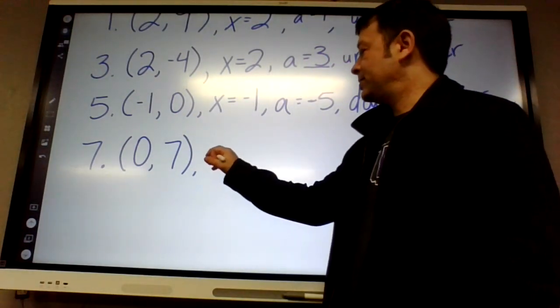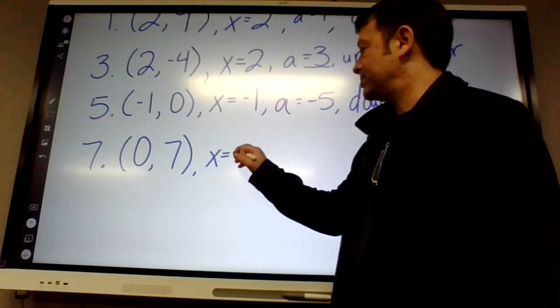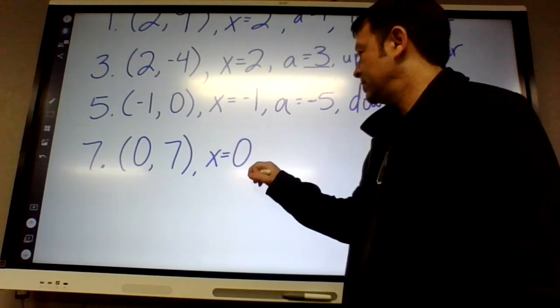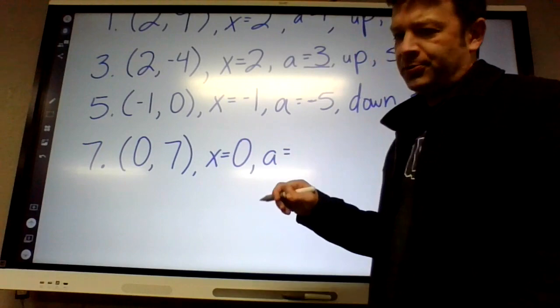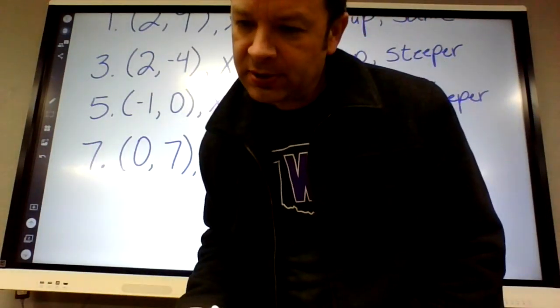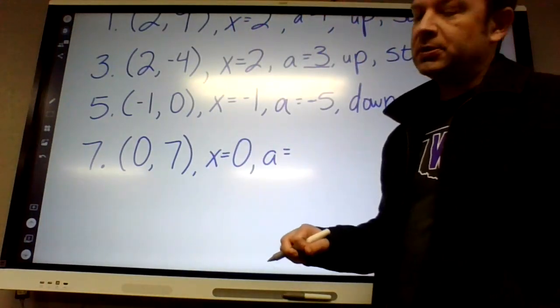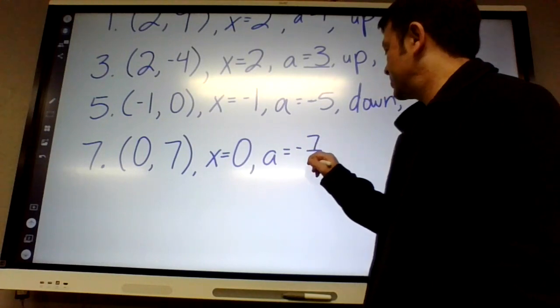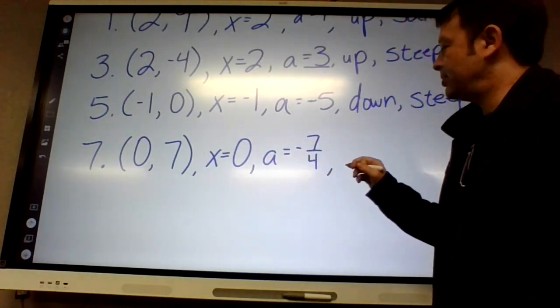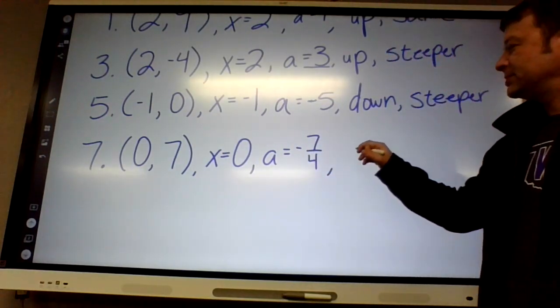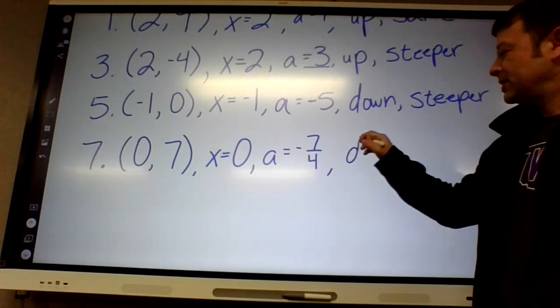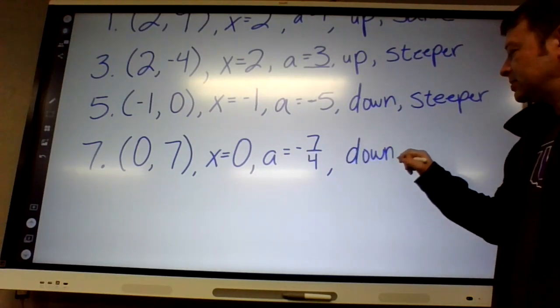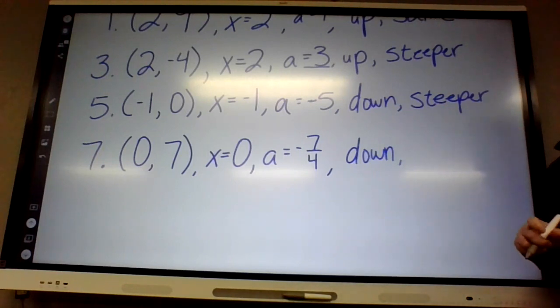So the line of symmetry is at x equals 0. The a value was -7/4. That's going to open which direction? Down. Because it's negative. Is that going to be steeper or flatter than normal?